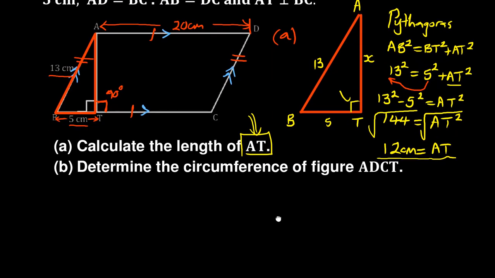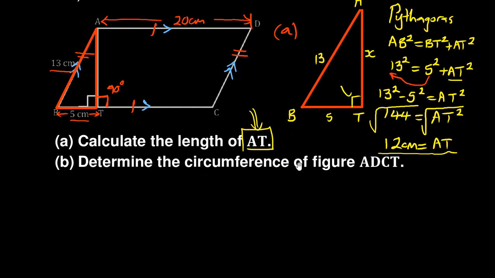Now the second question, for B, says, determine the circumference of figure ADCT. Now this is interesting. Let me try to follow what they are giving me. It says A to D, and then from D to C, and from C to T. Now you can see, this is the figure. Now I have to connect A and T together.